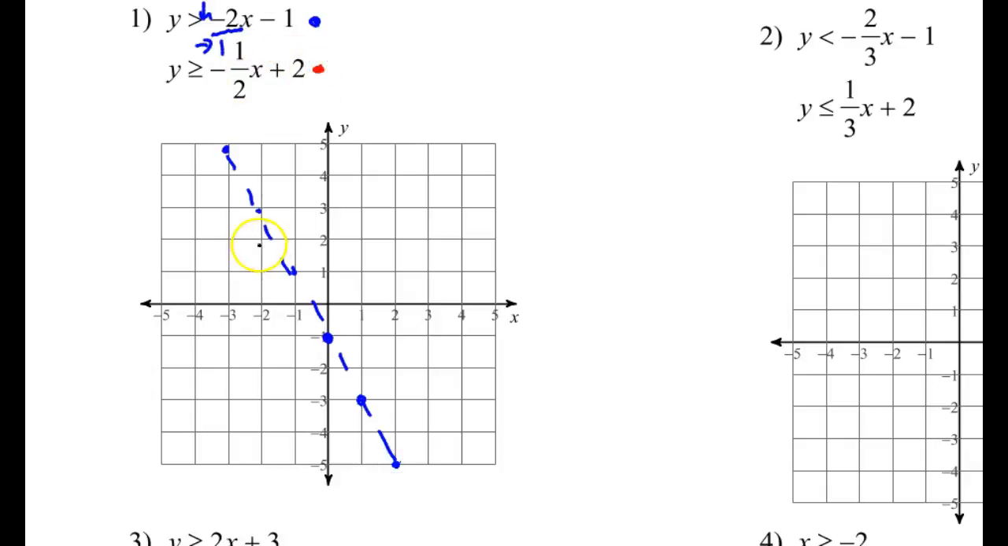Switch to the second one. Start at +2. This time we're going to go down 1, right 2. We're going to go down because there's a negative. So it's down 1, right 2. You can also reverse it and go up and left. This time it's a solid line because there's a greater than or equal to.